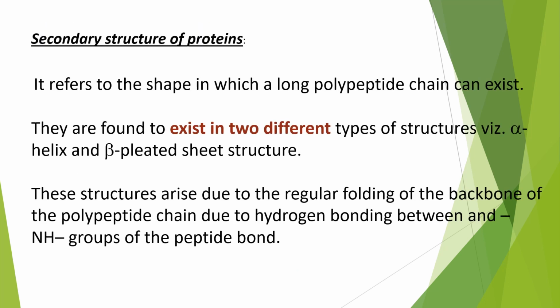So, secondary structure refers to the shape in which a long polypeptide chain can exist. They are found to exist in two different types of structures. First is alpha helix and second is beta pleated sheet structure. These structures arise due to regular folding of the backbone of the polypeptide chain due to hydrogen bonding between CO and NH groups of the peptide bond. Let's see what is alpha helix.